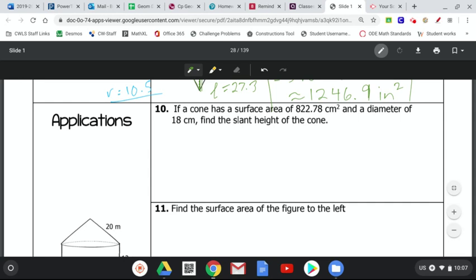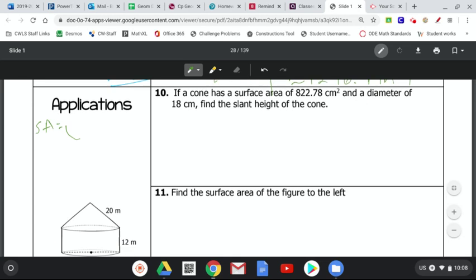And that's where we have our surface area formula: surface area equals pi r squared plus pi r l. They give us what the surface area is, 822.78, and that's going right in here for surface area.